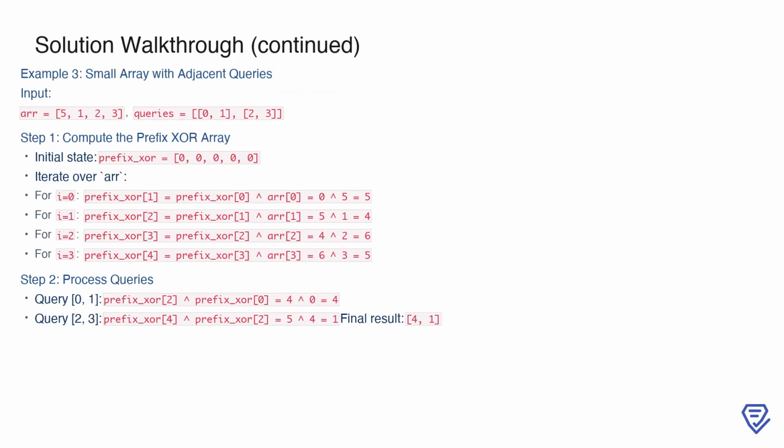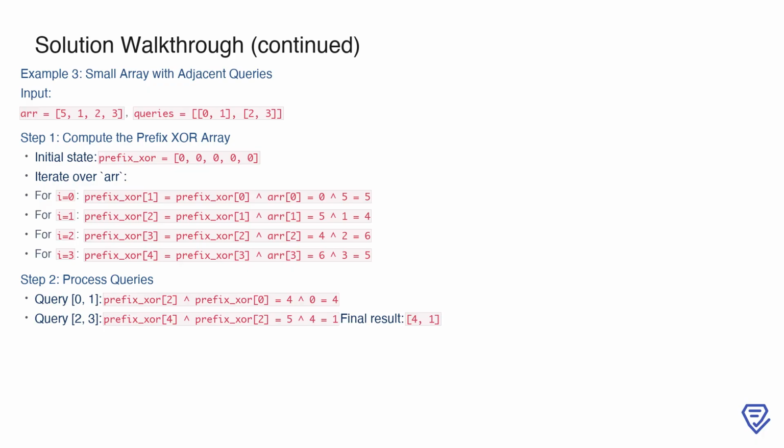Now let's explore a third example, where the input array is 5, 1, 2, 3, and we have two queries, 0, 1, and 2, 3. To start, we build the prefix XOR array. Beginning with an initial state of 0, 0, 0, 0, 0, we compute 0 caret 5 equals 5, 5 caret 1 equals 4, 4 caret 2 equals 6, and 6 caret 3 equals 5, giving us the final prefix XOR array of 0, 5, 4, 6, 5.